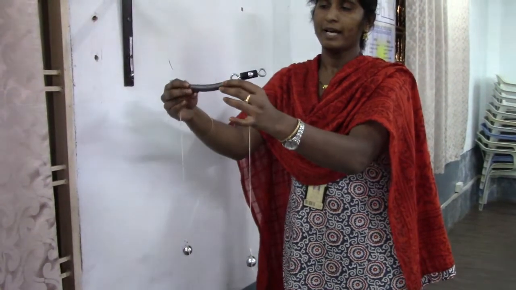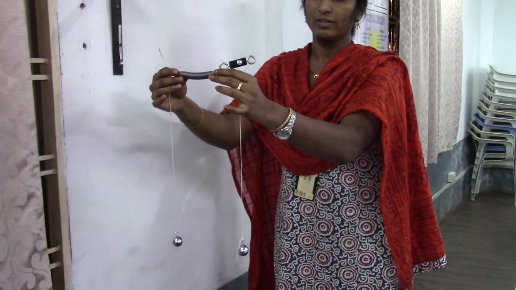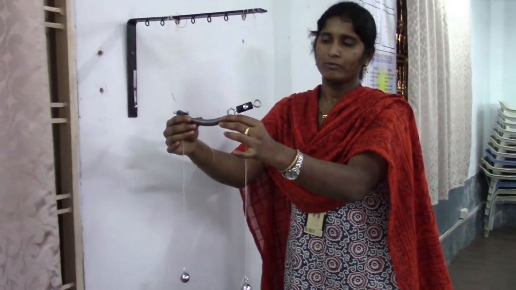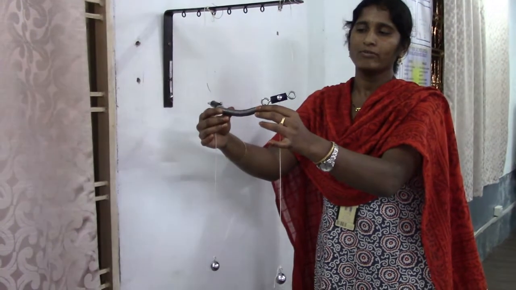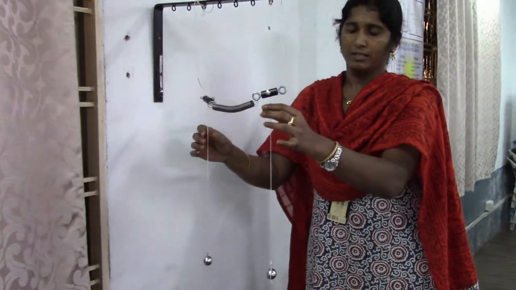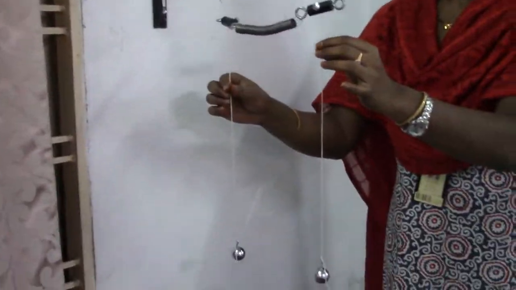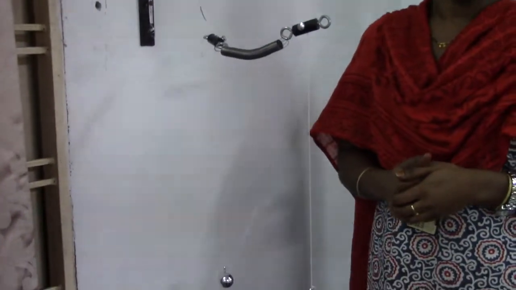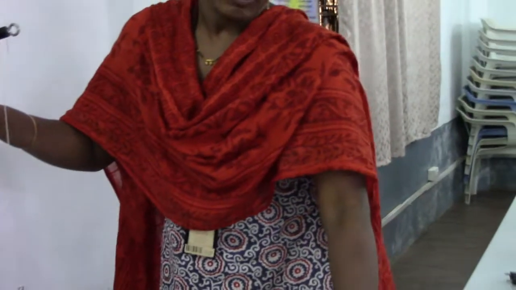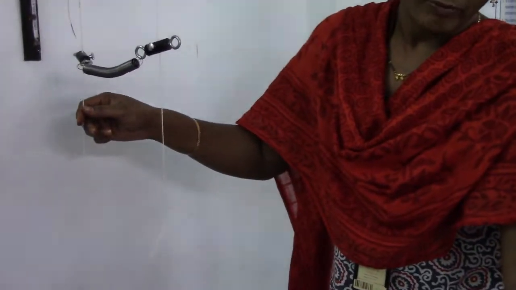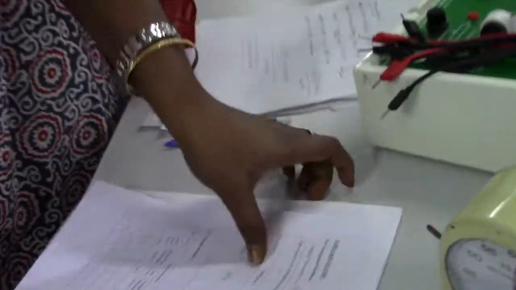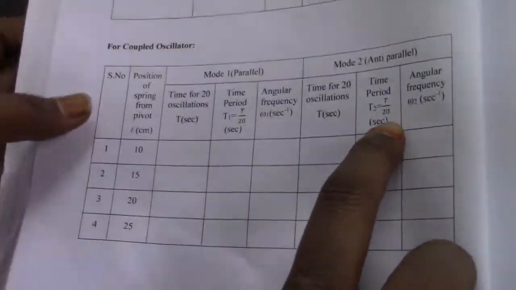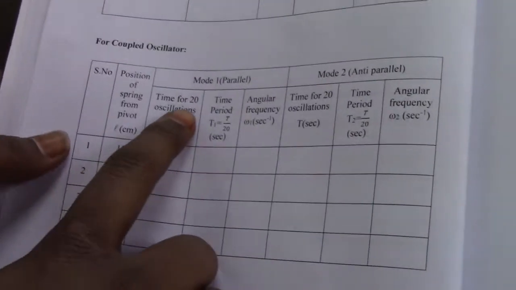Now what is my aim? I need to calculate the spring constant of the attached spring. Before that, I need to calculate the angular frequency of the coupled oscillator in both the parallel mode of operation and the anti-parallel mode of operation. First let us start with the parallel mode of operation. Calculation of angular frequency: as usual, the formula is 2 pi by T naught. So first, the case of parallel mode.